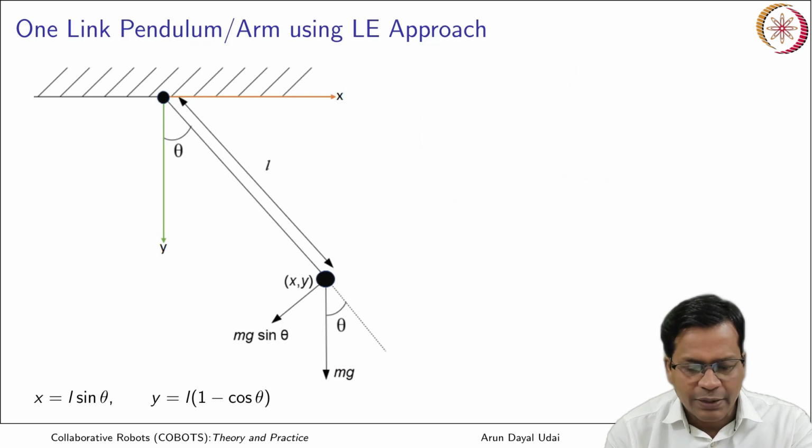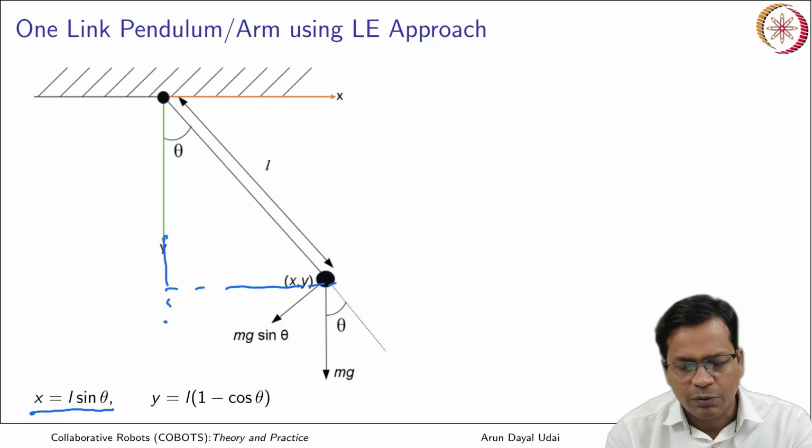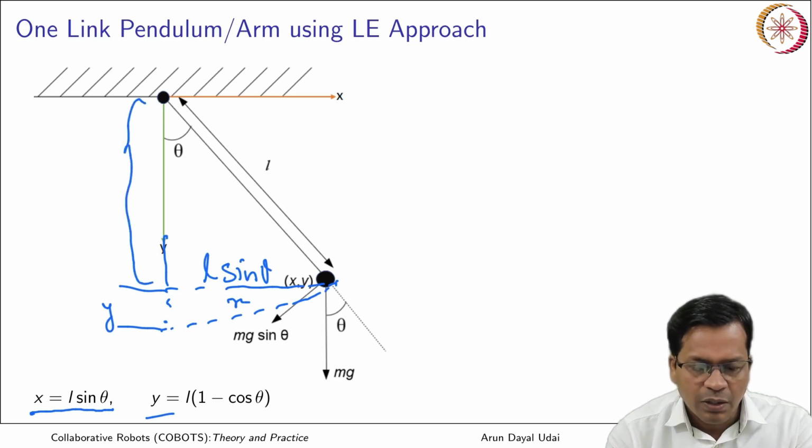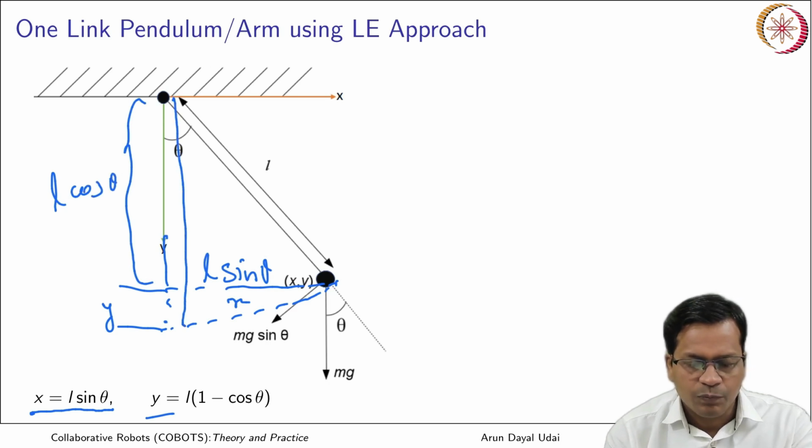What is my x? x is equal to L sin theta. It is basically the distance x. Similarly, y is the lift from the vertical. This is my displacement along y, and this is your L cos theta, and initially it had L, it was here. So, the lift is L minus L cos theta. So, the y displacement is this.